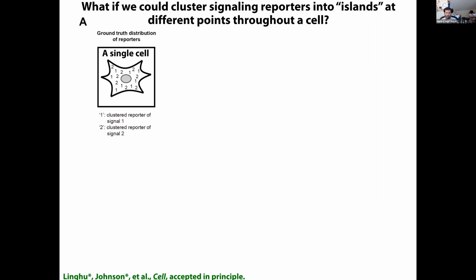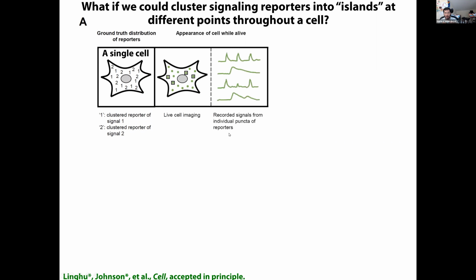For example, the points labeled 1 might report signal 1, and the points labeled 2 might report signal 2. While the cell is alive, they'll be blinking at you, reporting their signals. If they're at different points in space, then you can tell the signals apart, even if they're all the same color. But what if you need to figure out which signal is at which point?